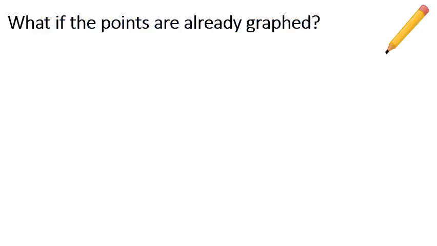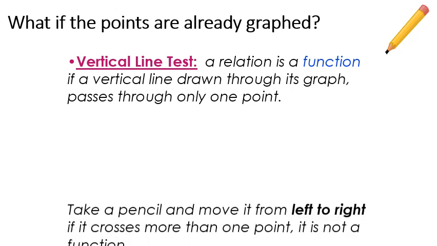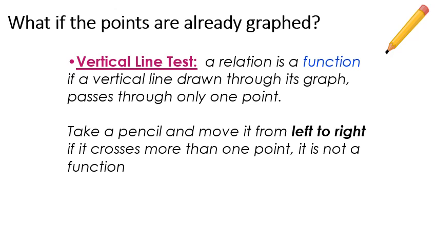Now, what if the points are already graphed? We can use the vertical line test. A relation is a function if a vertical line drawn through its graph passes through only one point. Take a pencil and move it from left to right. If it crosses more than one point, it's not a function.